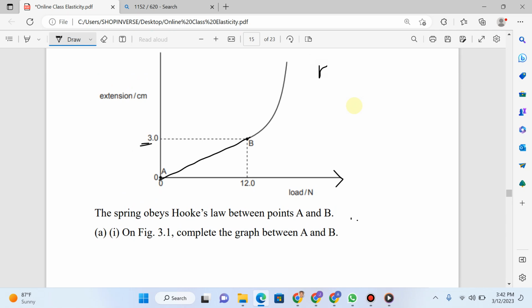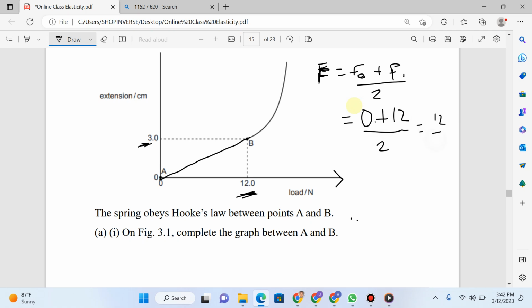How do you get average force? Average force is your force F naught plus your force at the end, divided by 2. What's F naught? F naught is the force applied at the original length. That's 0 Newton. Your F1 is the final force, which is 12 Newton from this graph, divided by 2. 0 plus 12 will give you 12. 12 divided by 2 will give you 6 Newton. That's the average force.